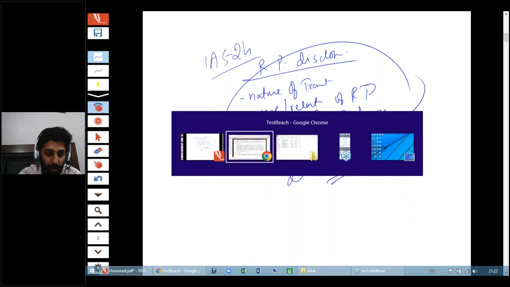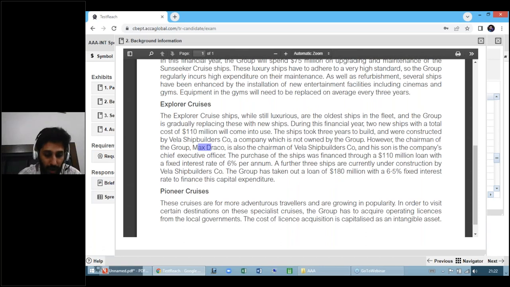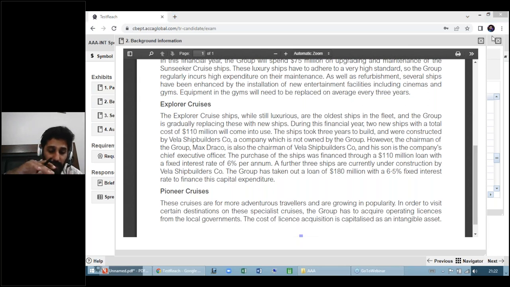Remember that Vela Shipbuilders, who is building the construction for the ship, is the related party. Why? Because Mr. Max is the chairman of the group as well as the chairman of Vela Shipbuilders.